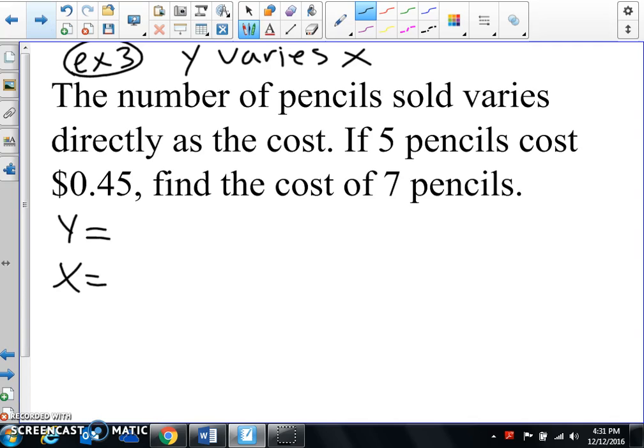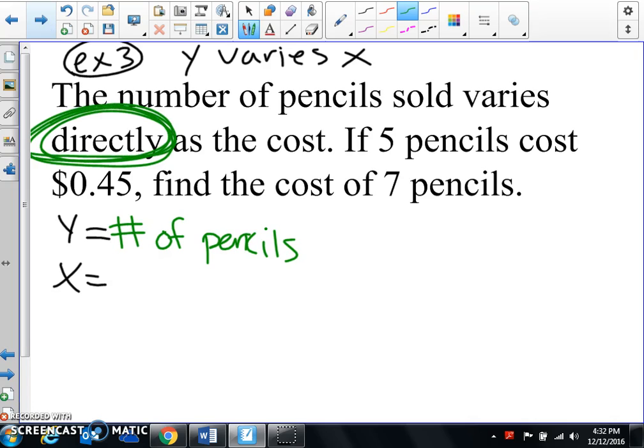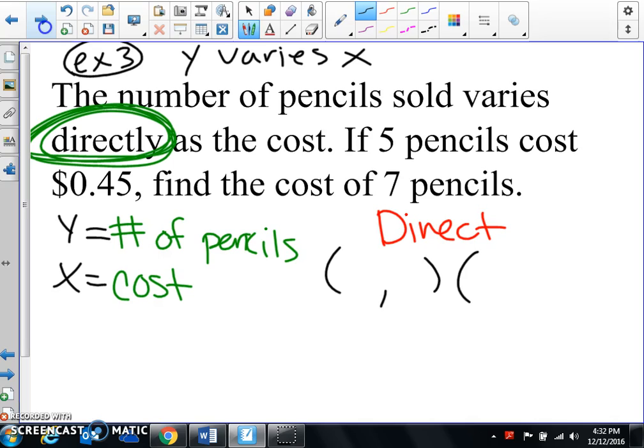The number of pencils. All right, so the number of pencils is y. Varies directly, circle it, be dramatic, as the cost. All right, so this is going to be a direct variation. And then we need to set ourselves up. So we should have 2 ordered pairs. The first one says if 5 pencils cost 45 cents.